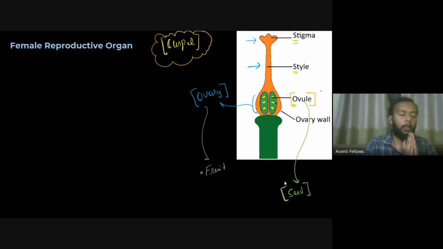Now there's one thing you have seen when we were studying the male reproductive part. When we were understanding the male reproductive system, we were discussing the anther. Everyone knows that we were discussing the anther part over there, right? Now there's one thing you have to understand here.